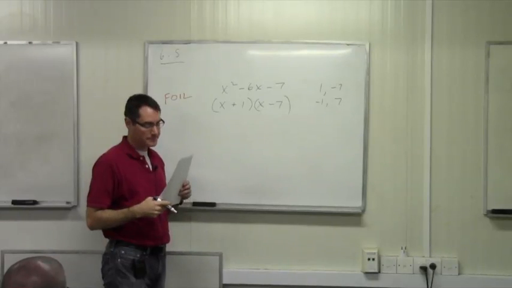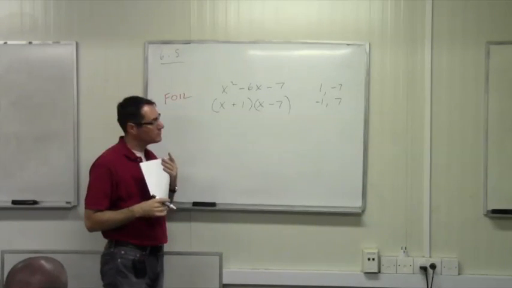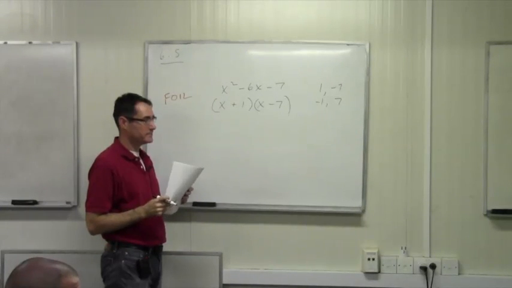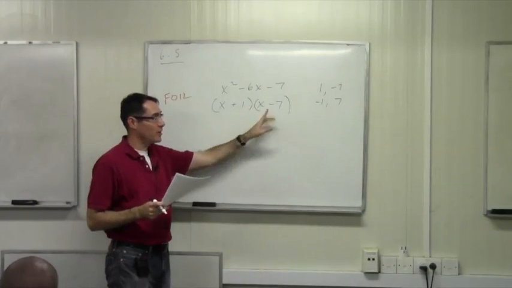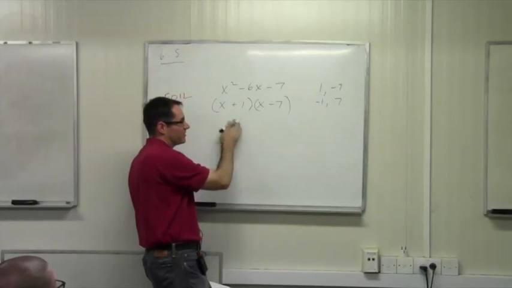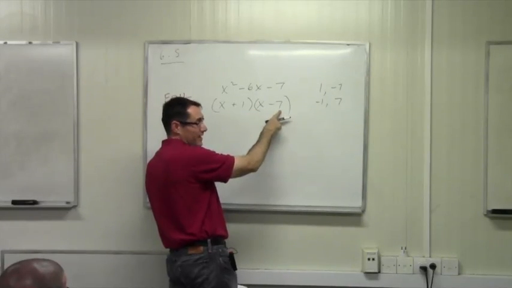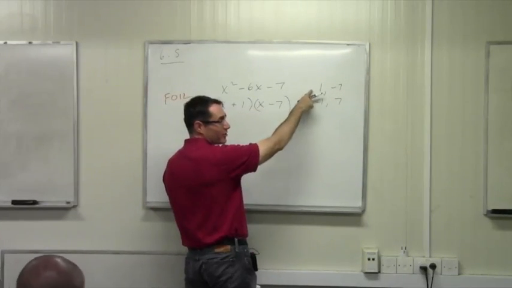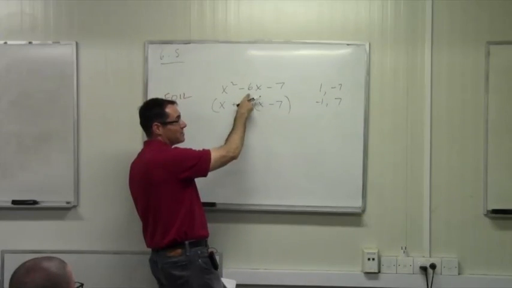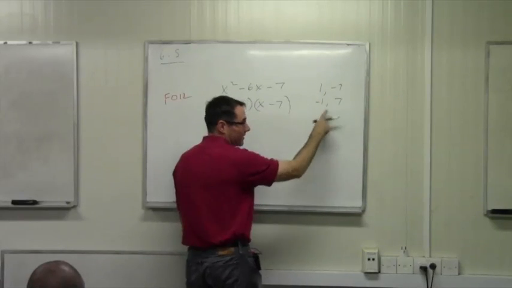Is that what you got? So that would be the final answer: x minus 7 and x plus 1. Here's what I did. I wrote down the x's first, because I know the x's are going to be there. Then I said, these two terms have to multiply together to get negative 7. So I wrote down the two factors that make negative 7. And then, added, they have to equal negative 6. The only one that works is this one, because it adds together to get negative 6.